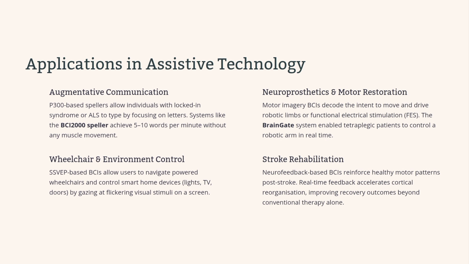The third one is neuroprosthetics. BCI can control robotic arms by detecting the intention to move, helping paralyzed patients to perform actions. Finally, stroke rehabilitation. BCI gives feedback to the brain and helps patients recover from movement faster. So overall, BCI helps to restore independence and improve quality of life.